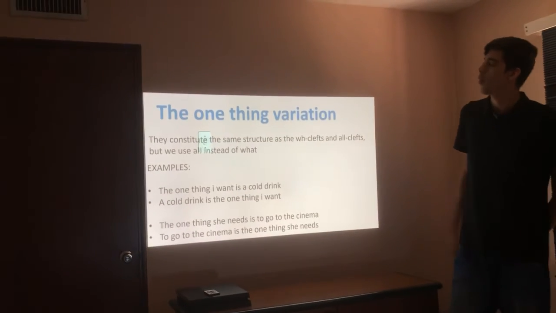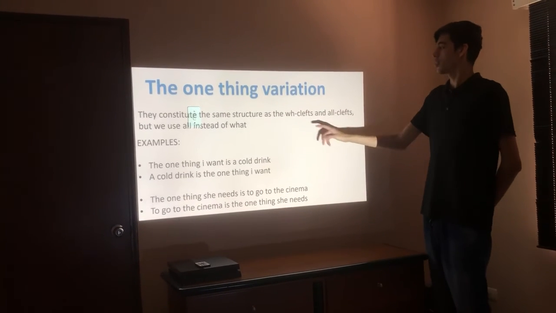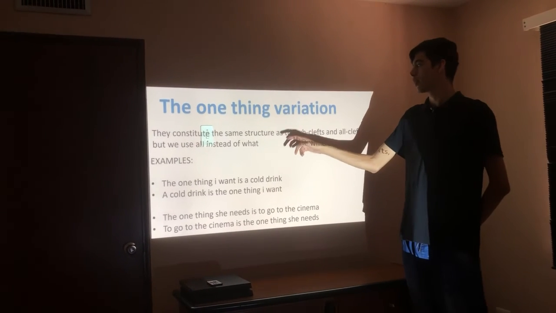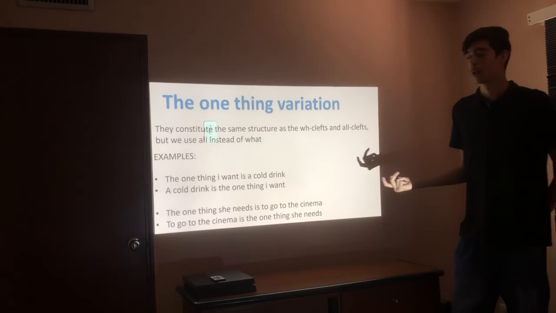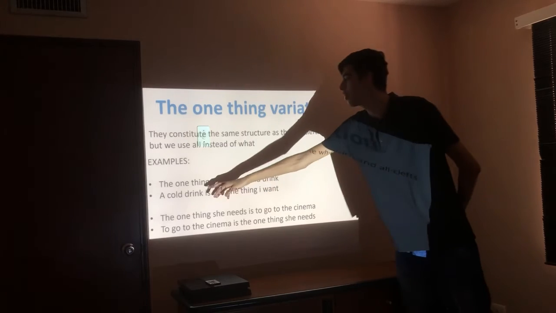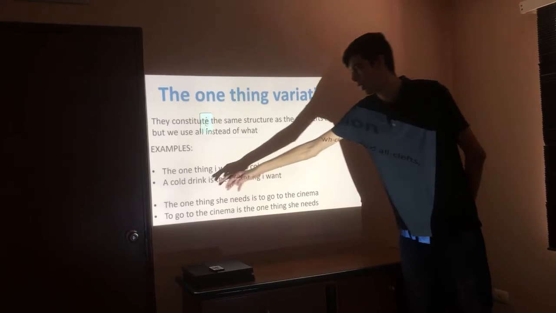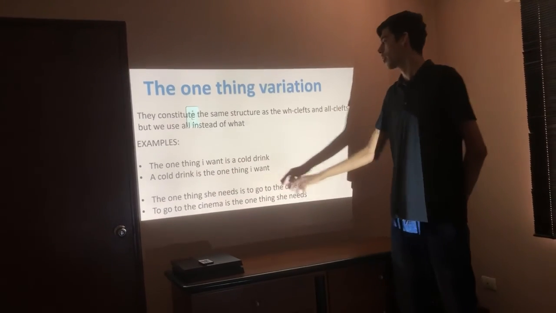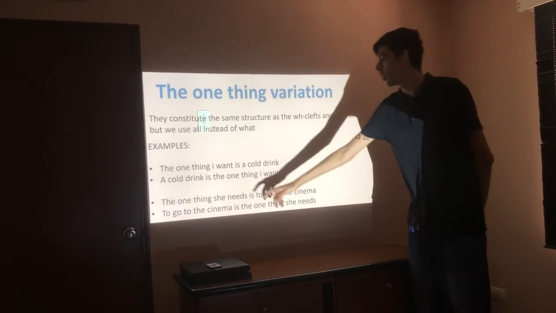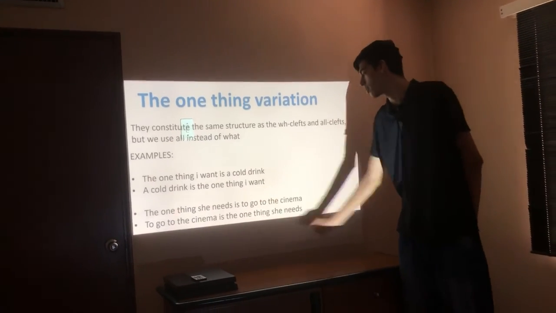And then we have the one-thing variation. As you can see, it has the same structure as the WH-cleft and the all-cleft, but we use the one thing instead of all. For example, here, instead of what or all, we use: the one thing I want is a cold drink. And the structure is the same. A cold drink is the one thing I want. We change the new information and the old information. The one thing she needs is to go to the cinema. To go to the cinema is the one thing she needs.